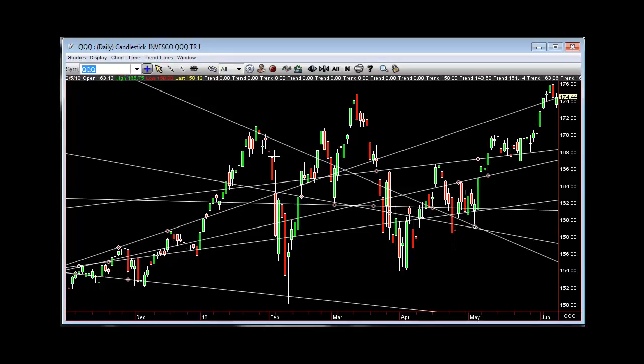QQQ. You had an outside day yesterday, all right, and then we poked down below that. Now we're coming back up. So a 2 is when you take out one side of the range. So this went 3 to the 3, which is an outside bar, 2 to the downside. So what's the next 2? Because if we take this out here, we're looking to take out the broadening formation like that.